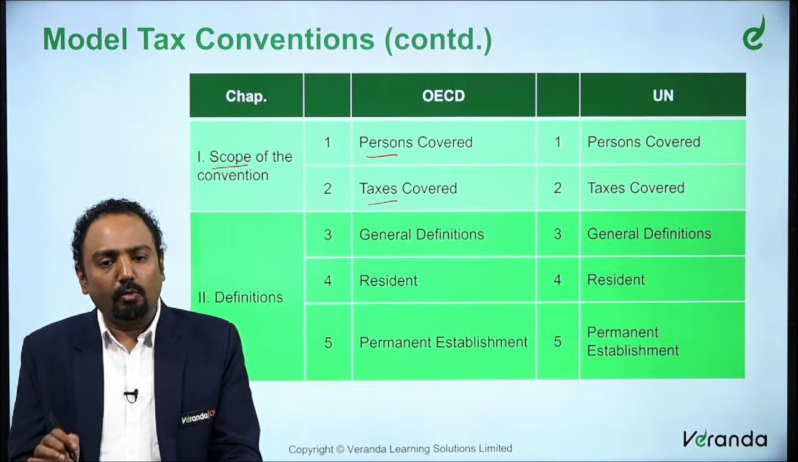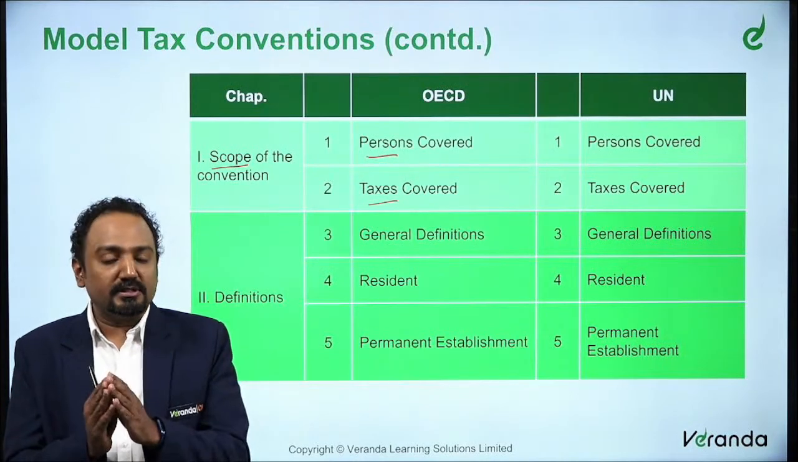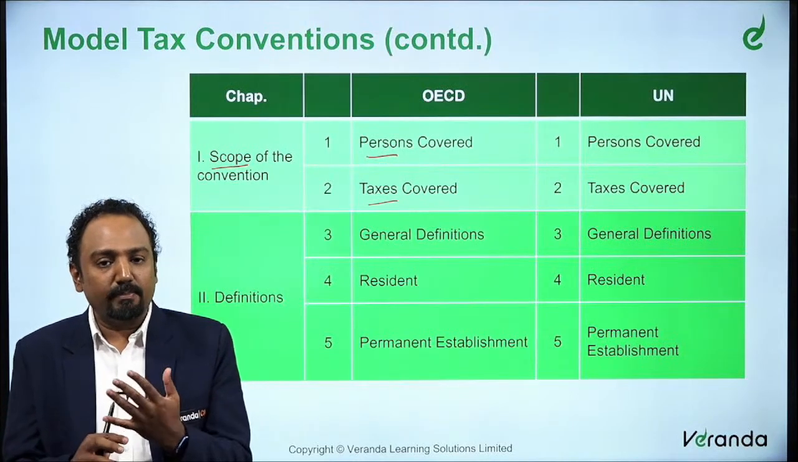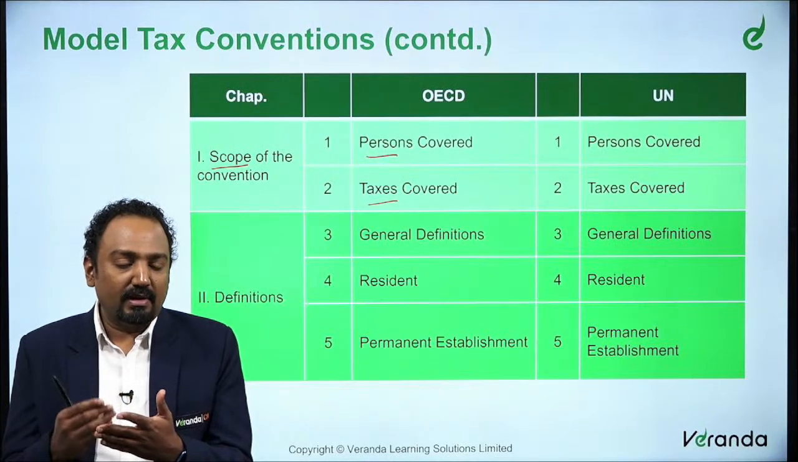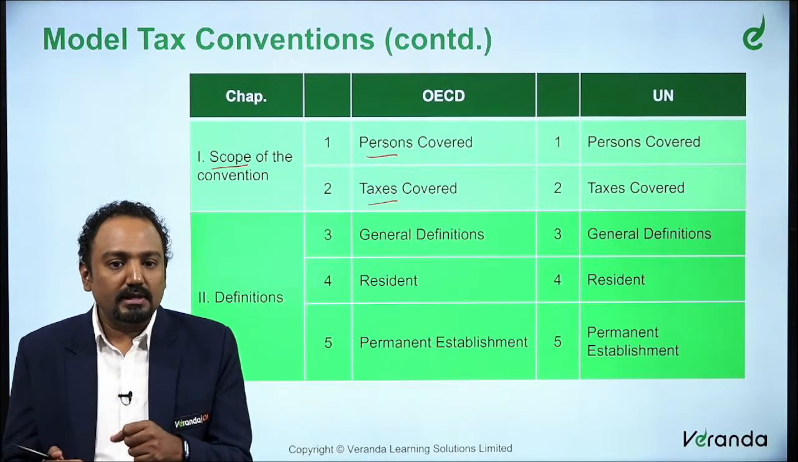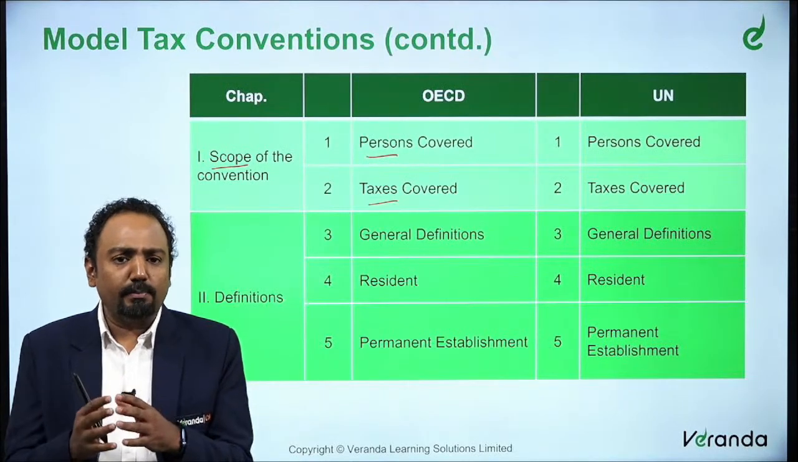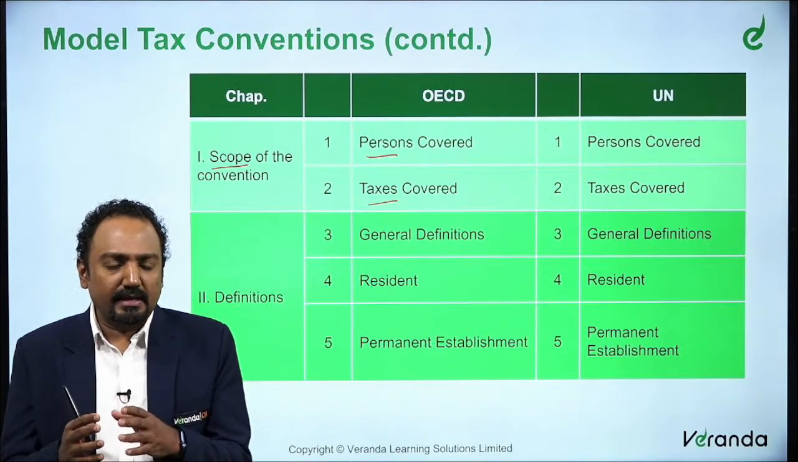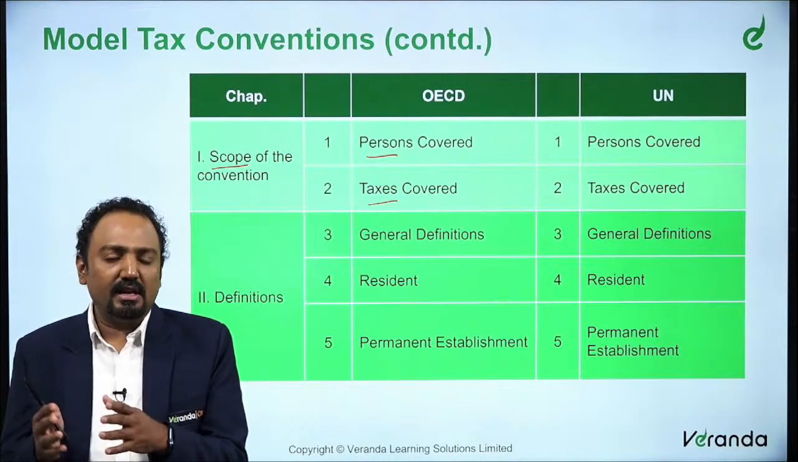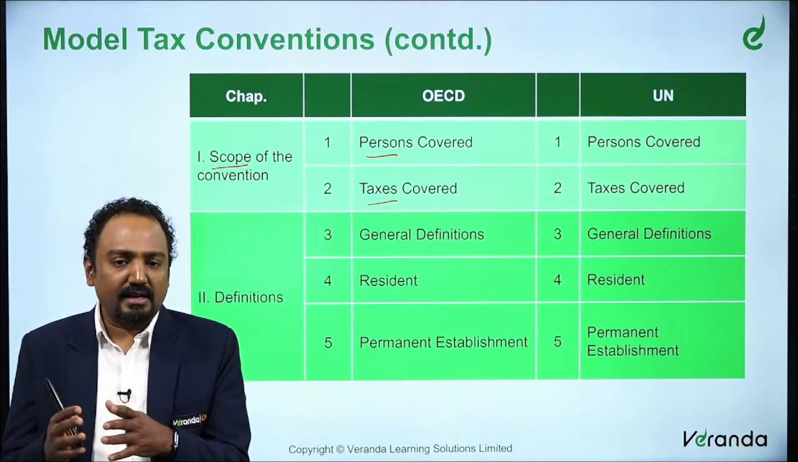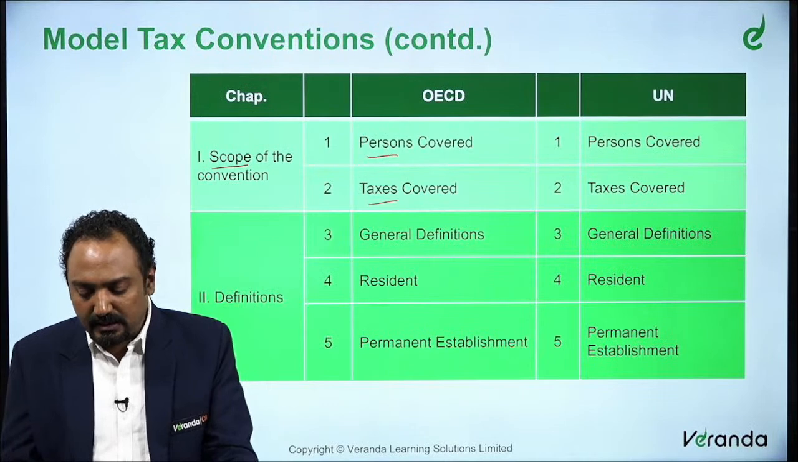So it will talk about for which persons. What do you mean by person? It could mean a company, a trust, an LLP, a firm, or whatever it is. And when you say taxes, it could mean what type of taxes. Is it only income tax? Is it also the GST? Is it about the customs? All these taxes are also discussed in taxes covered.